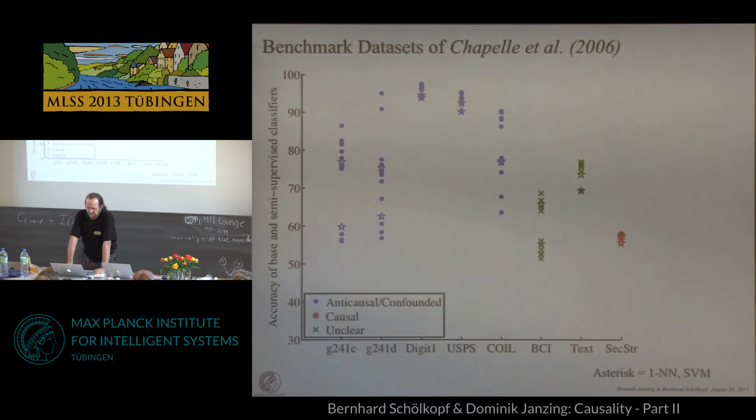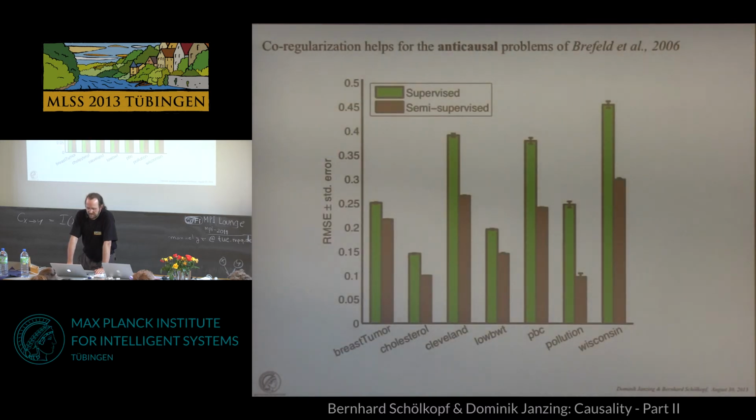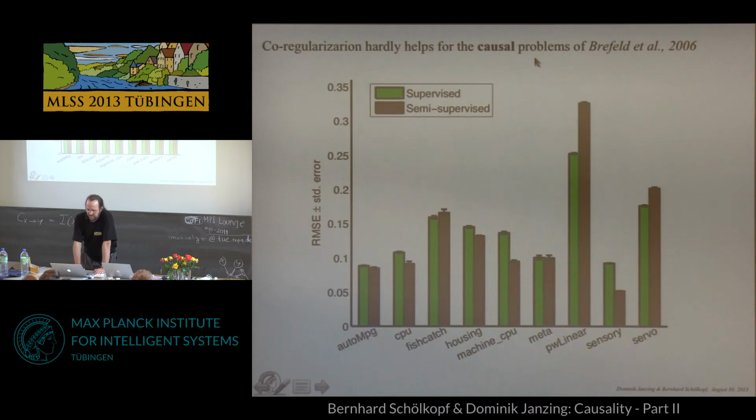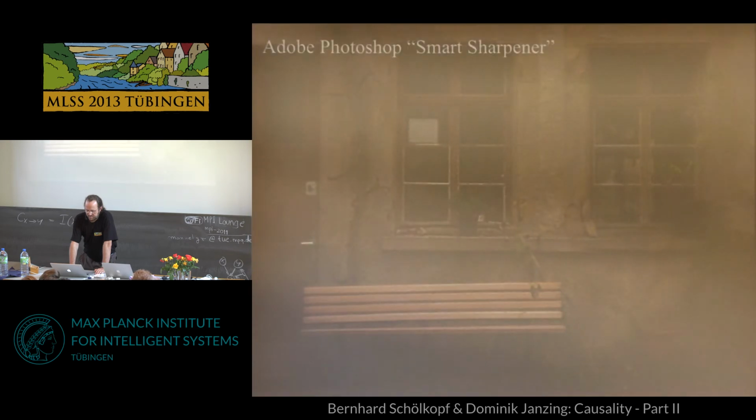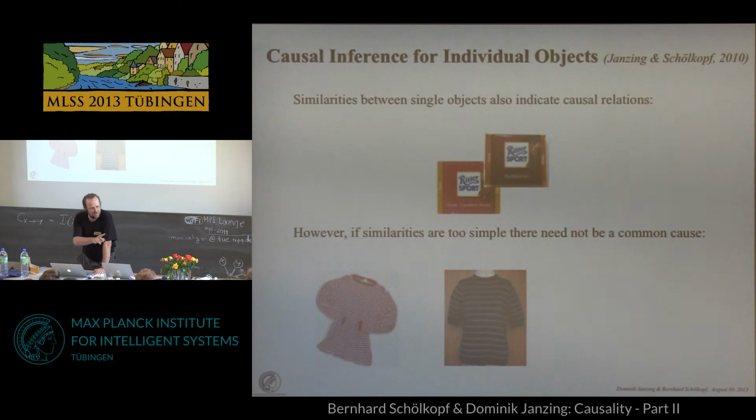Yes. And then same story for regression. There's a method called co-regularization, which is some kind of semi-supervised regression. It does help. It tends to help for the anti-causal problems. It tends to not help for the causal problems. So in the interest of time, I will skip this thing here. And so the high dimensional thing you removed.